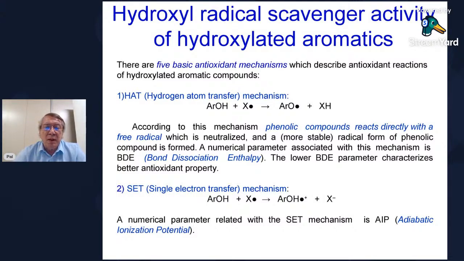Theoretically approaching these two methods, experiments showed that in the first case, in the hydrogen atom transfer mechanism, it is the bond dissociation enthalpy which shows the highest correlation with the reactivity, the radical scavenger activity of the compounds, while in the single electron transfer mechanism, it's the adiabatic ionization potential.